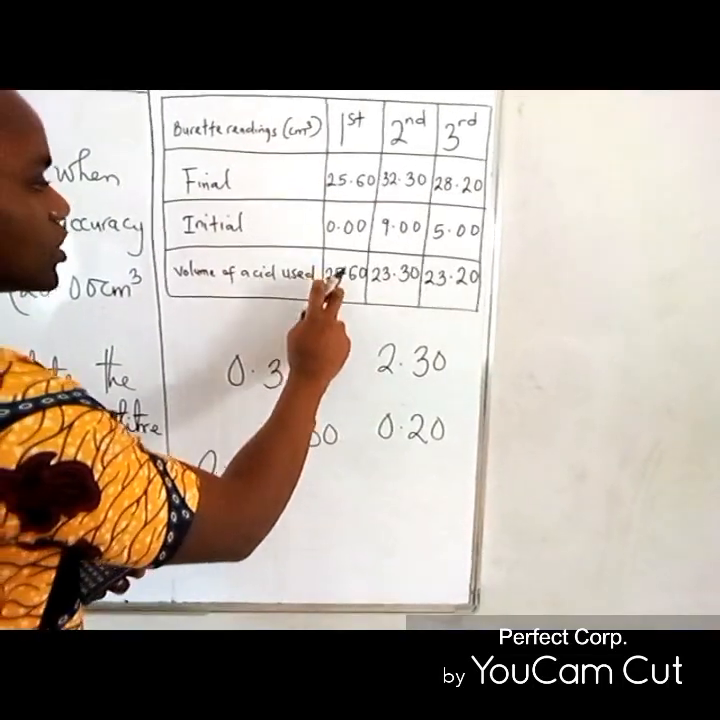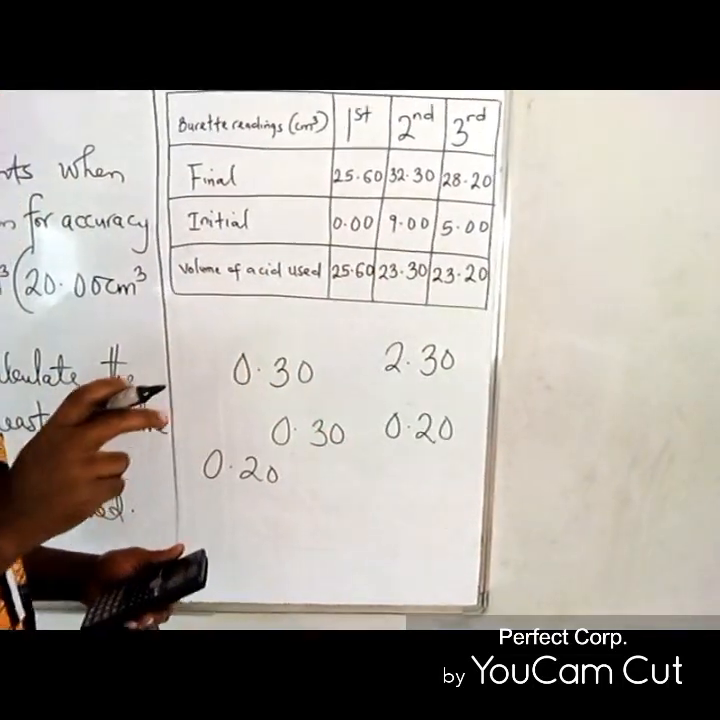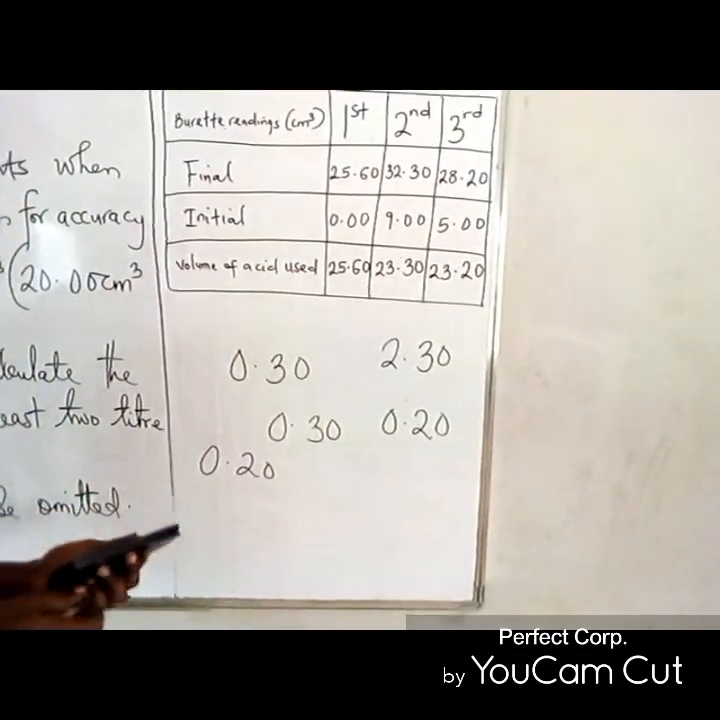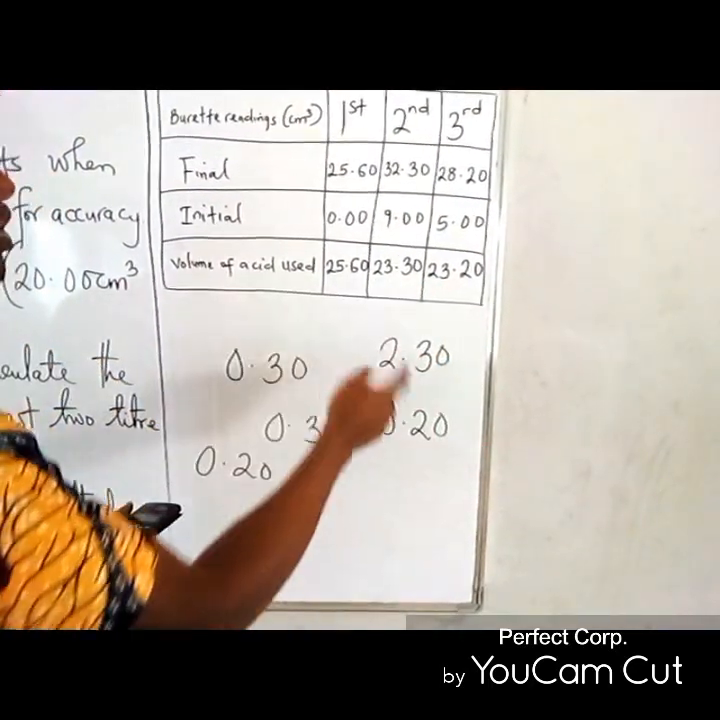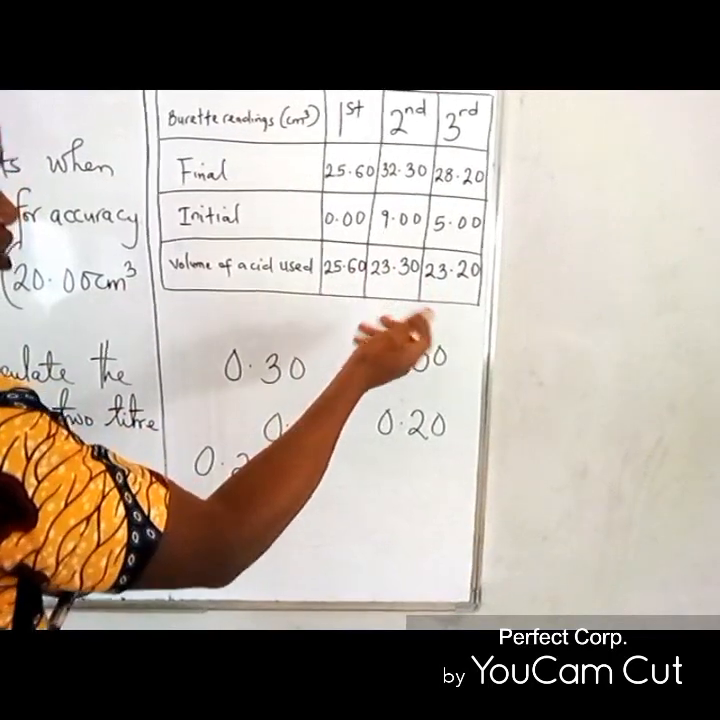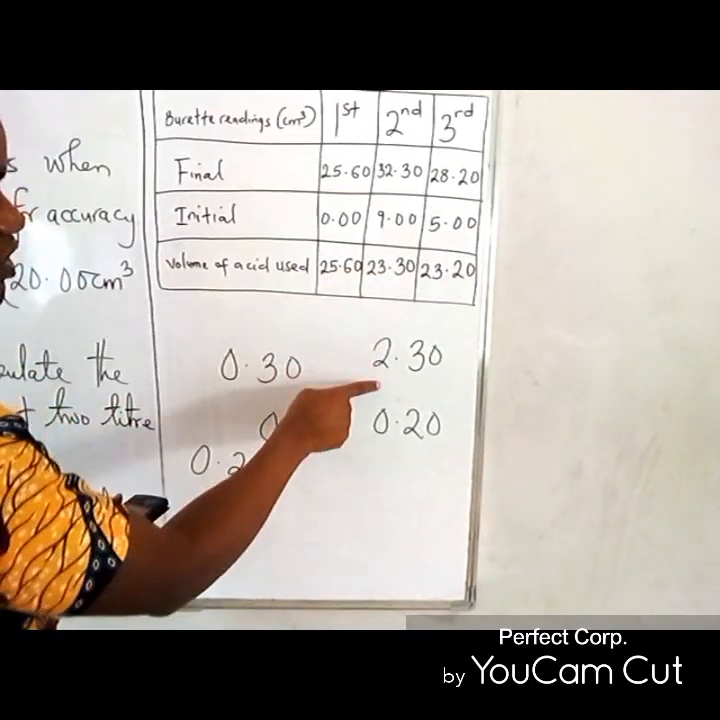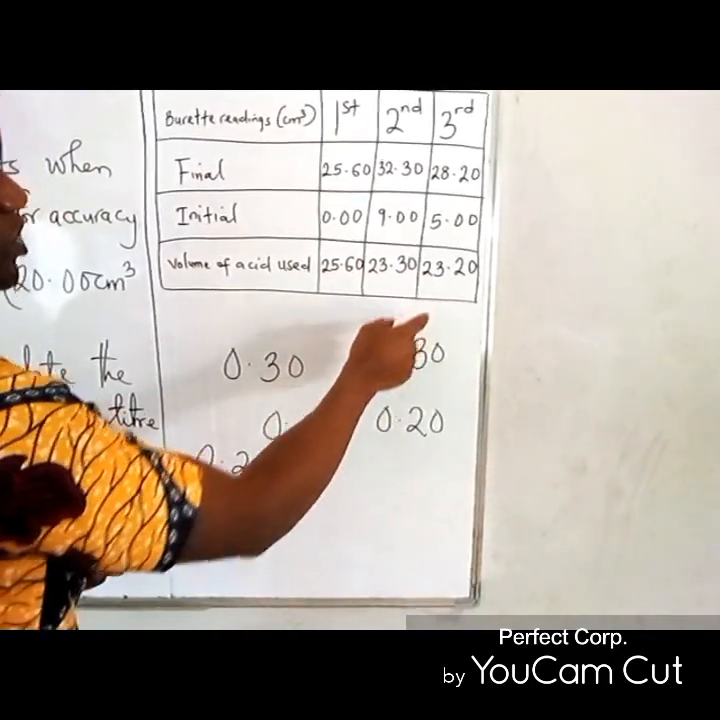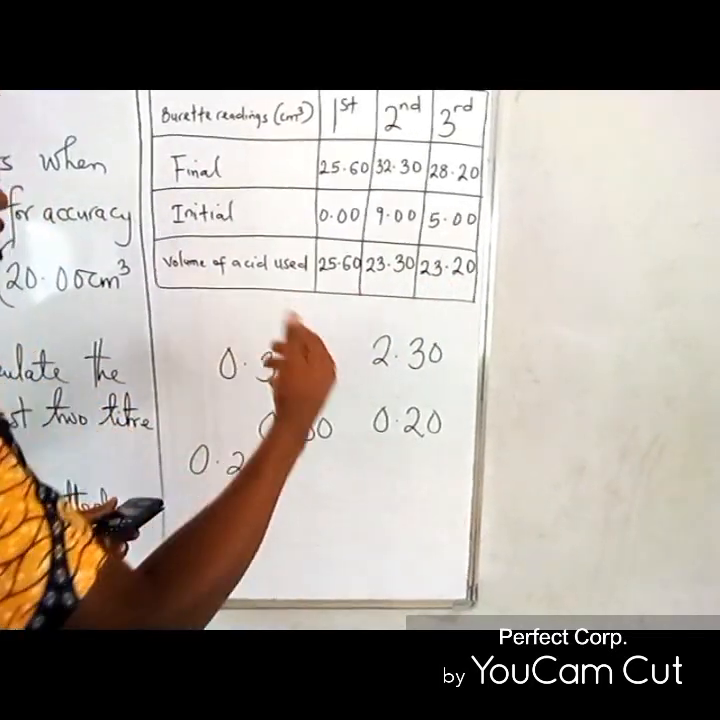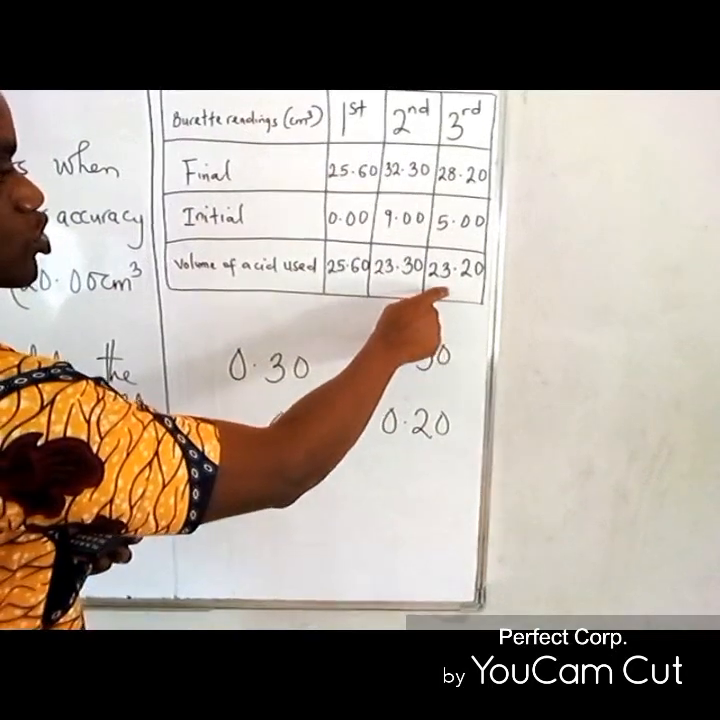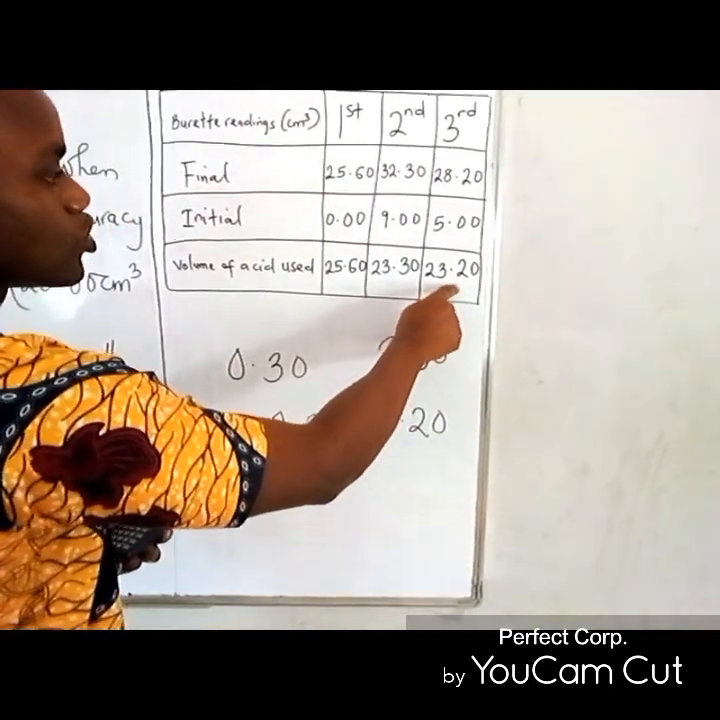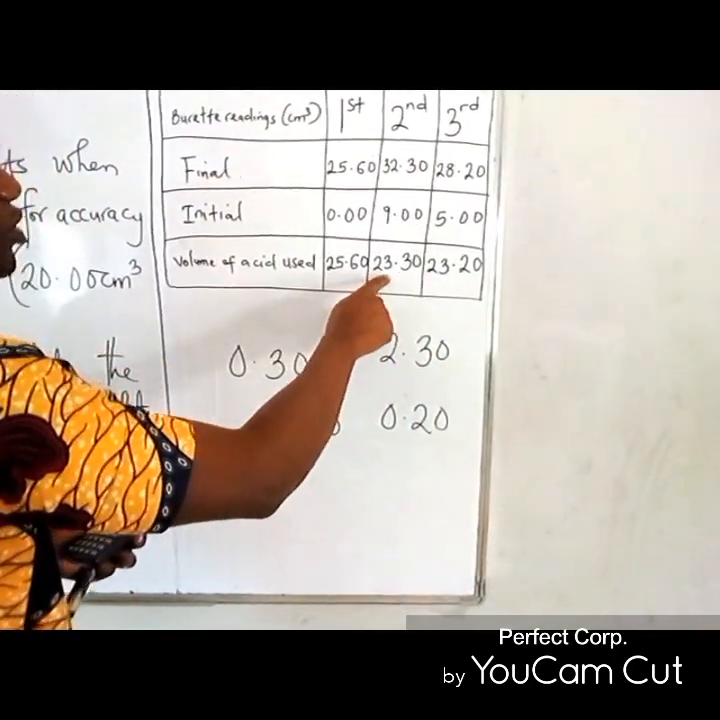are not making use of these two volumes of acid used. Now what do we do next? We equally check this. Obviously, when we subtract this from this and our answer is this, it means when we subtract this from these two, we are still going to have a number that is higher than 0.20. So in that case, let's just subtract 23.20 from 23.30.